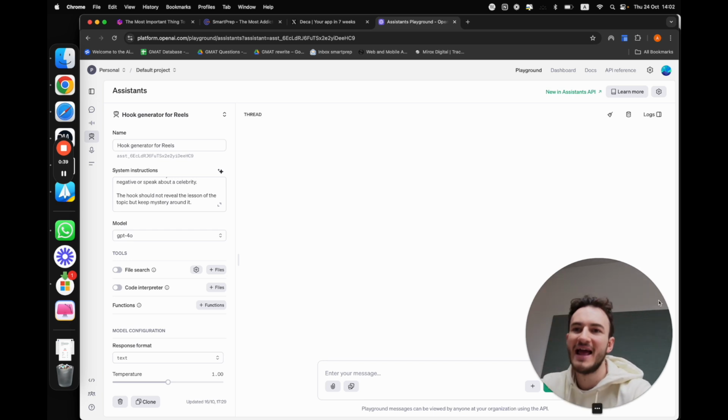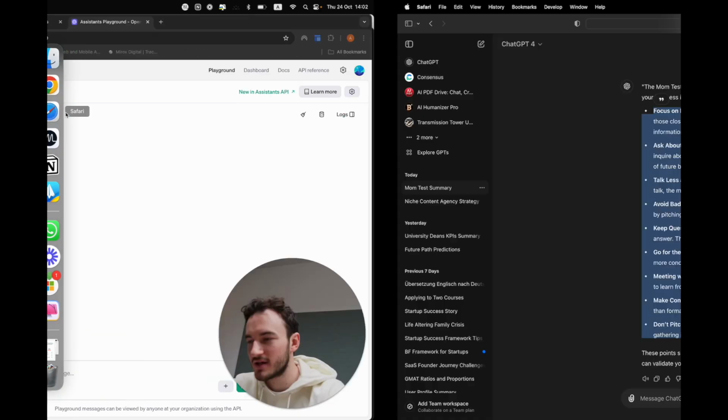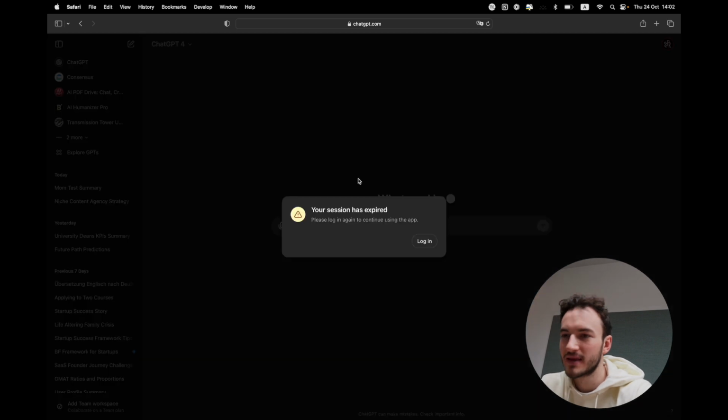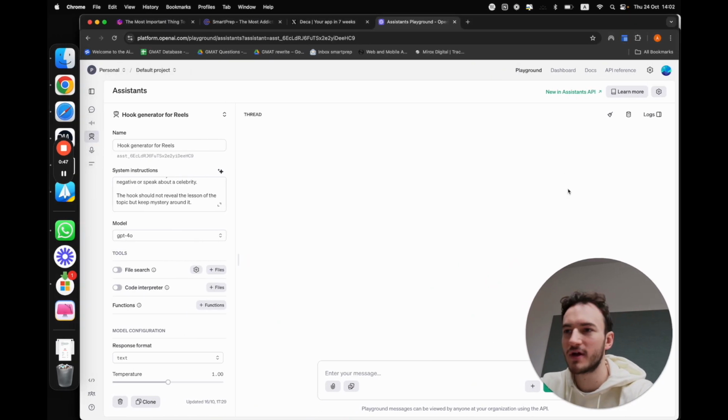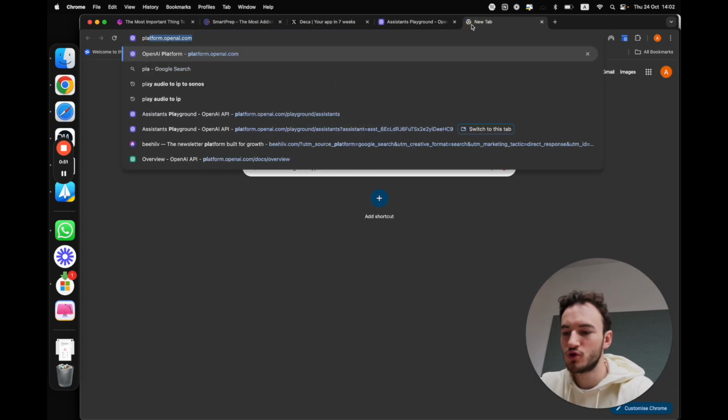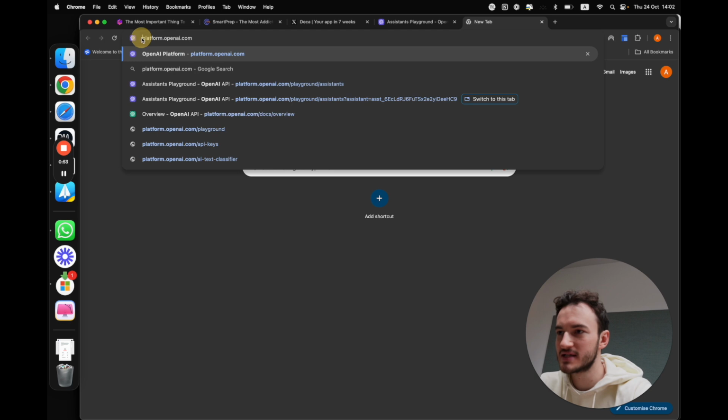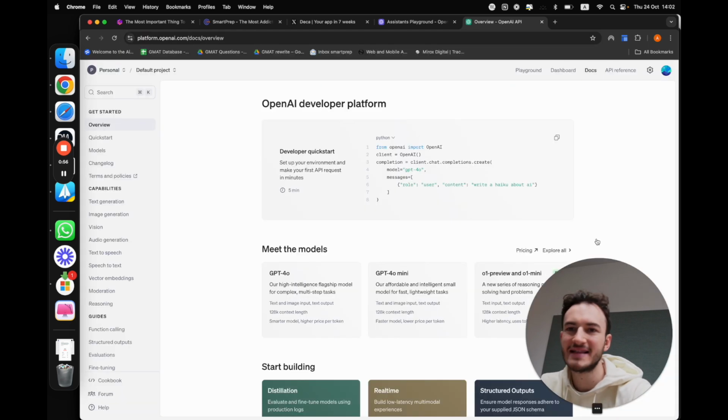First of all, my first suggestion is usually people use it over here, right? They go here and they start using it in normal chat. Don't do that. You want to create a developer account. You go to Platform OpenAI. The website is platform.openai.com. You create an account here.